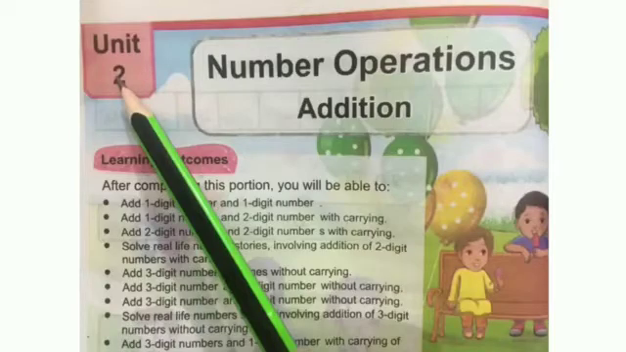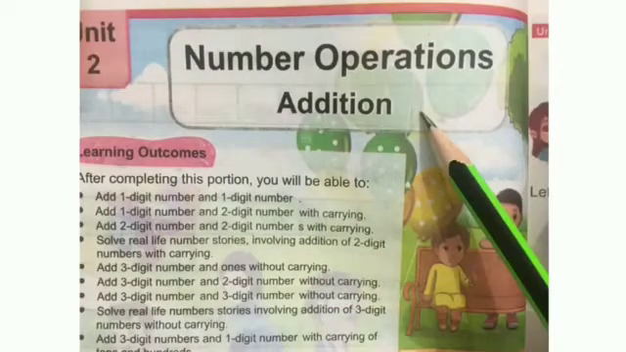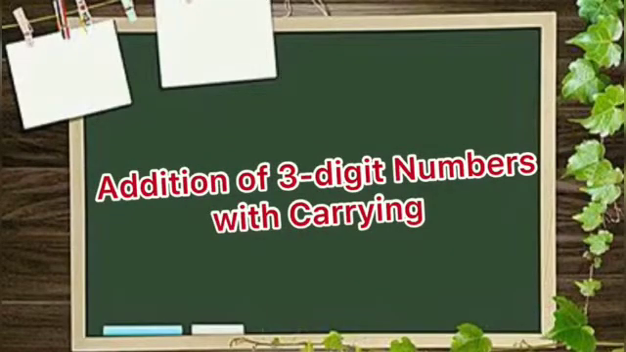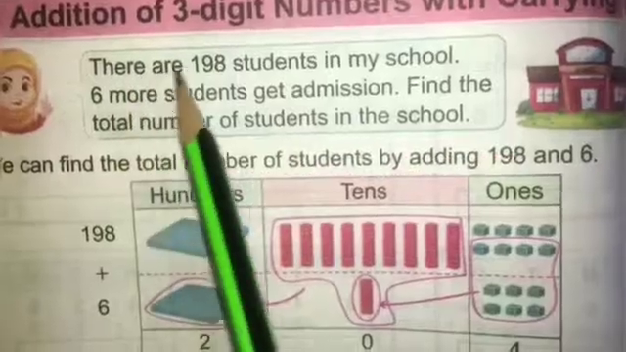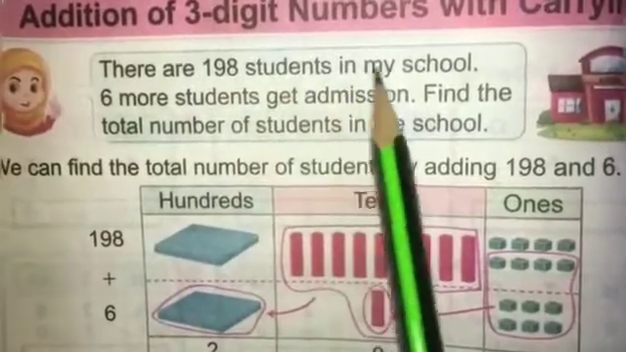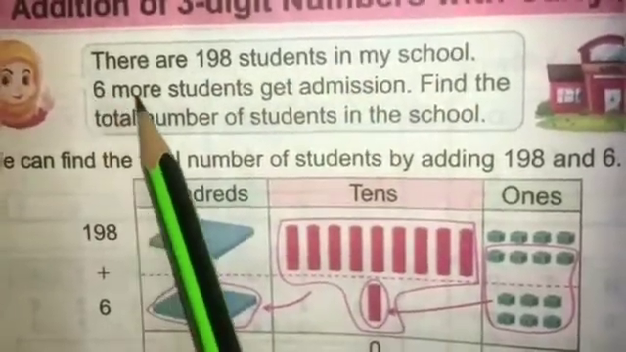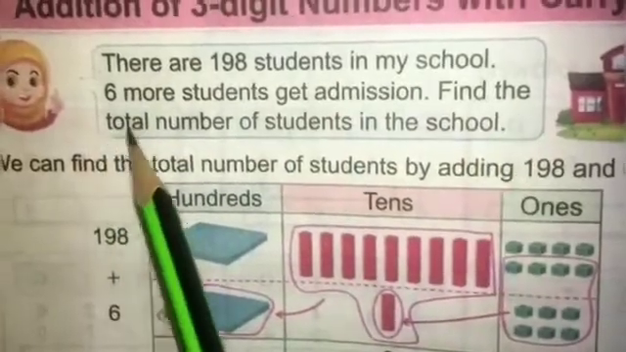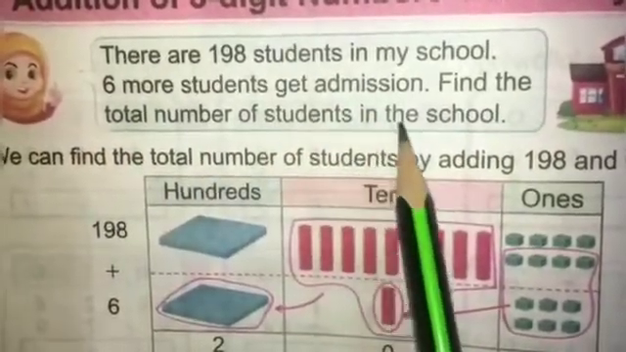Unit number 2, number operations, addition. Students, our today's topic is addition of 3-digit numbers with carrying. There are 198 students in my school. 6 more students get admission. Find the total number of students in the school.